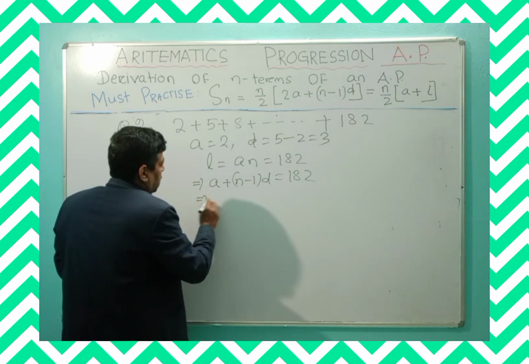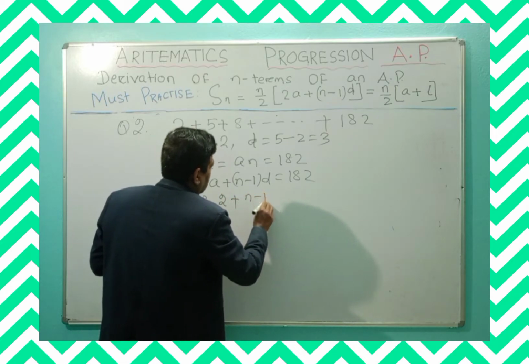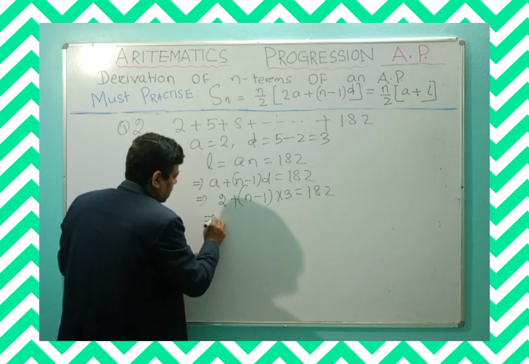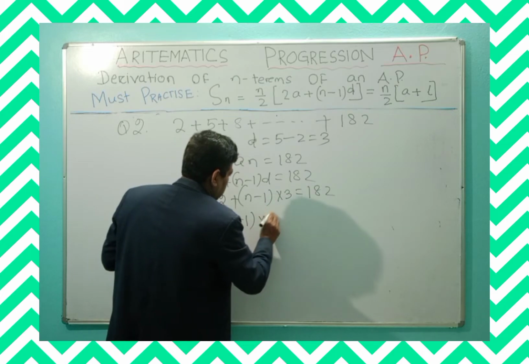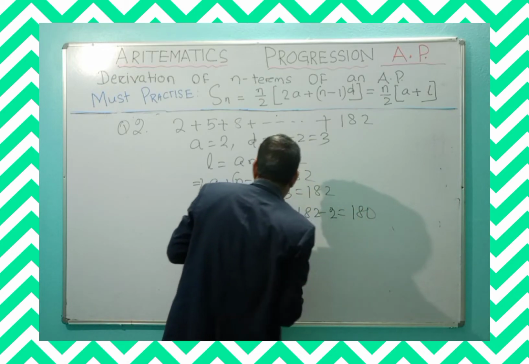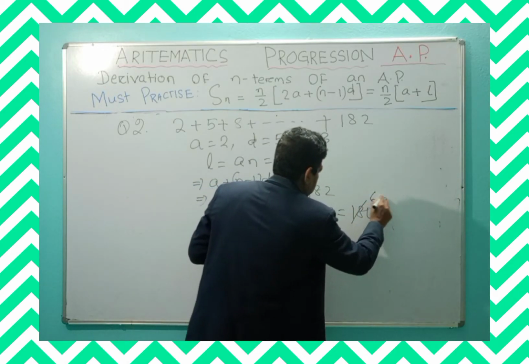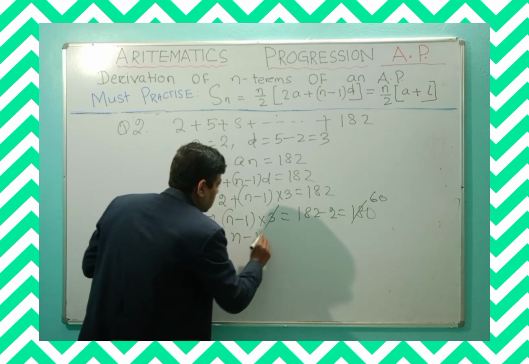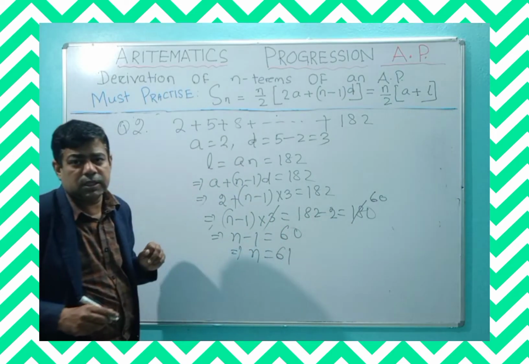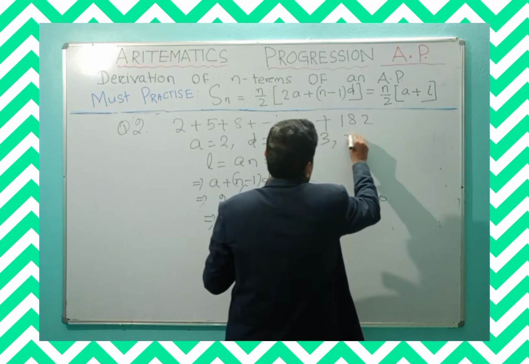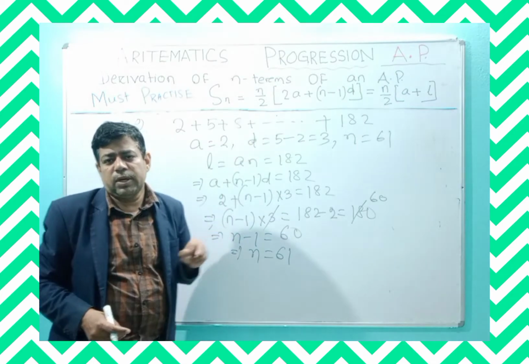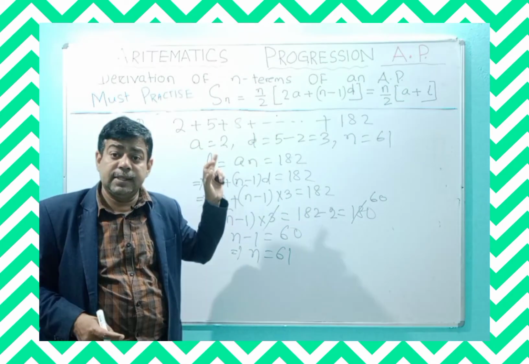Here 2 plus n minus 1, the common difference is 3, equals 182. Look carefully. n minus 1 into 3 is equal to 182 minus 2, which is 180. We can cancel 3: 3 6s are 18, 0. So n minus 1 is equal to 60, and n is 61. 60 plus 1 is 61. So how many terms are there? We got n equal to 61. It means there are 61 terms in 2 plus 5 plus 8 plus up to 182, an arithmetic series.